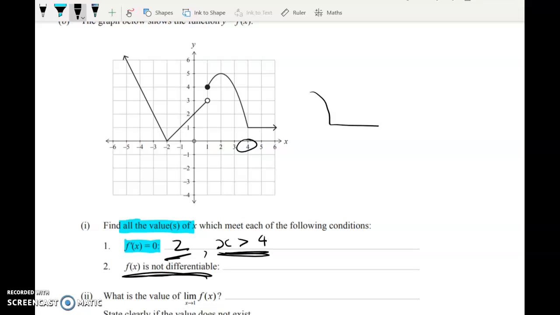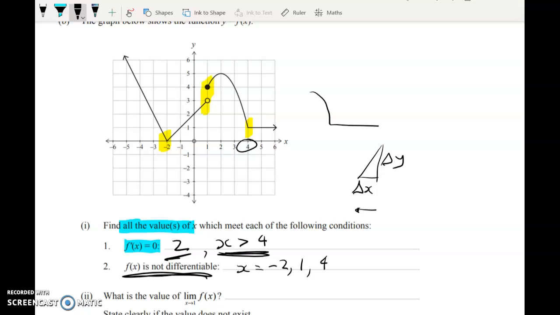Where is the function not differentiable? We're looking for places where it's not smooth. So here's the first one, here's the second one where there's a jump, and here's the third one. So it's not differentiable when x is equal to -2, 1, and 4. Just think about the change in y over the change in x. As we shrink that smaller and smaller, is that the same from both sides?